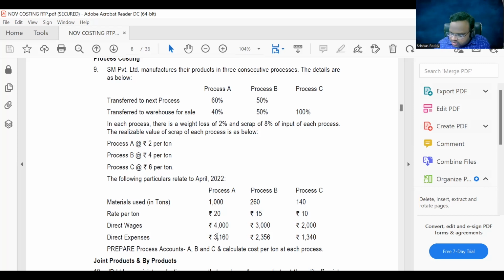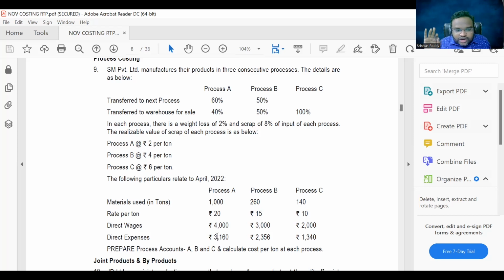So what is the total cost? 20,000 plus 4,000 plus 3,160, 27,160. How much is weight loss? 2% weight loss, normal loss. That means out of 1,000 tons, 20 went for normal loss. 8% is scrap. For scrap only the realizable value, 80 units into 2, 160.